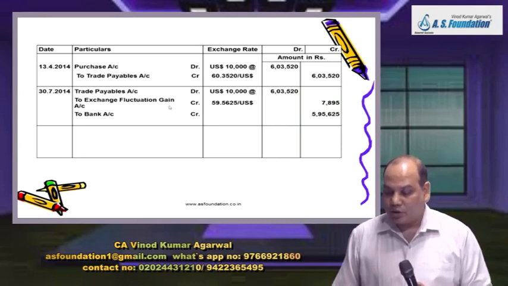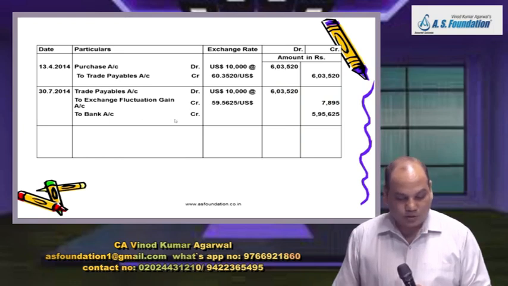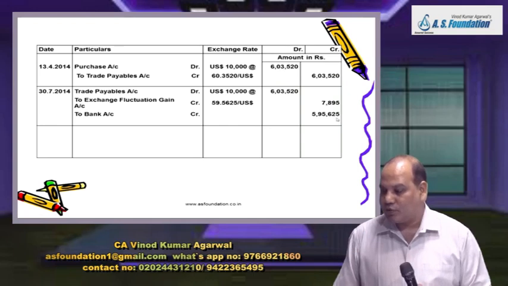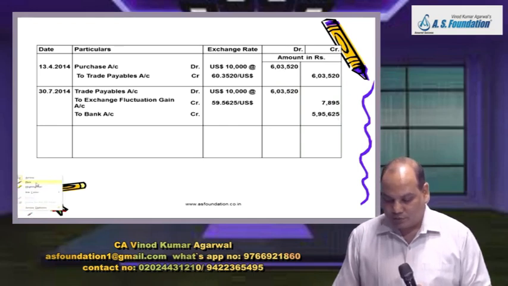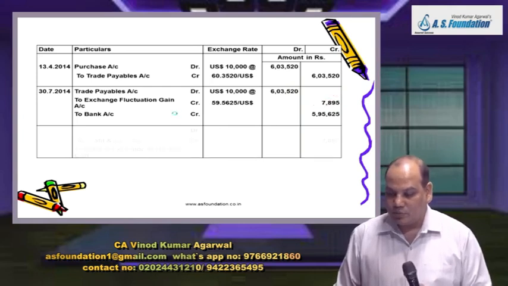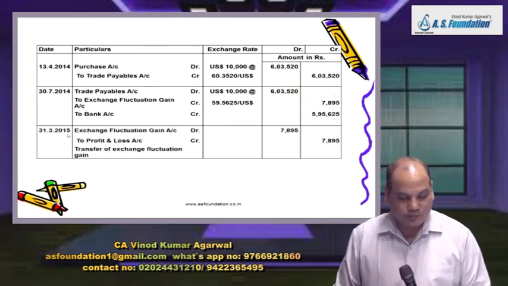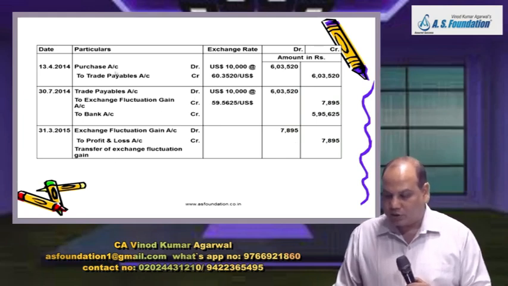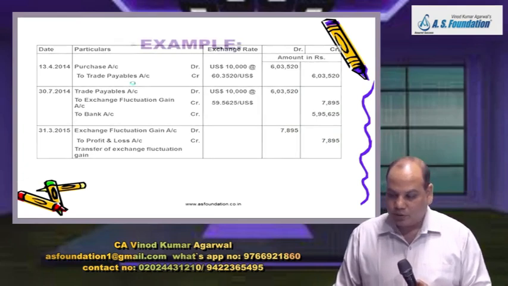Yes or no? And to exchange gain and to bank. So first you write down to bank 10,000 into 59.5625: 595,625. And to exchange fluctuation gain, balancing figure, check. Is it 7895? Are you checking? And what about this exchange fluctuation gain? Next entry at the end of the year, you will transfer it to profit and loss. Exchange fluctuation gain account debit to P&L account. This is a monetary item. Trade payable is a monetary item, therefore we will transfer to P&L account.